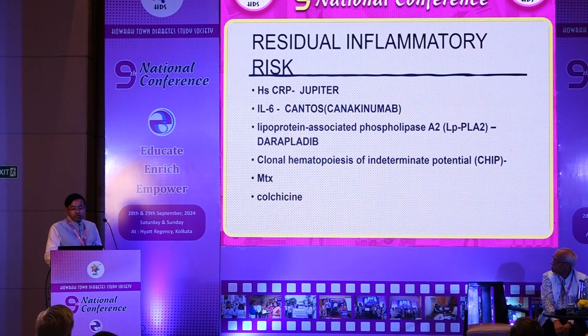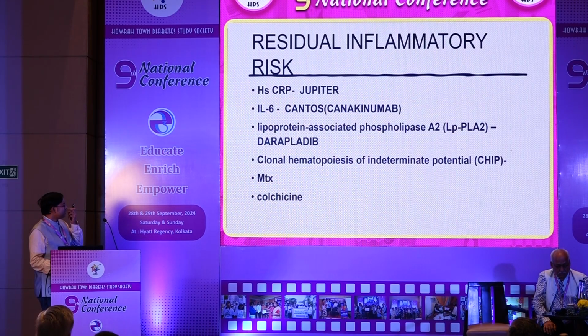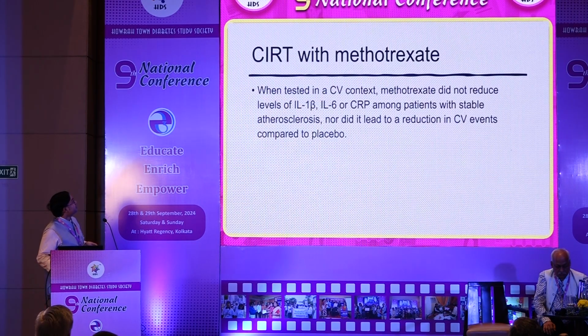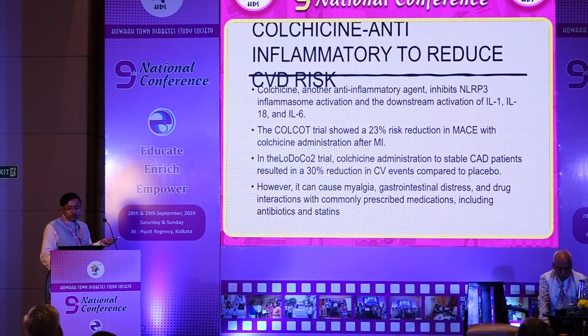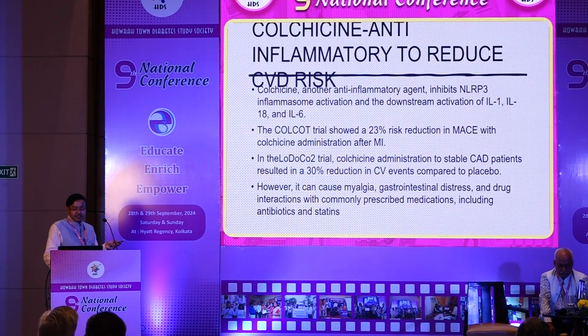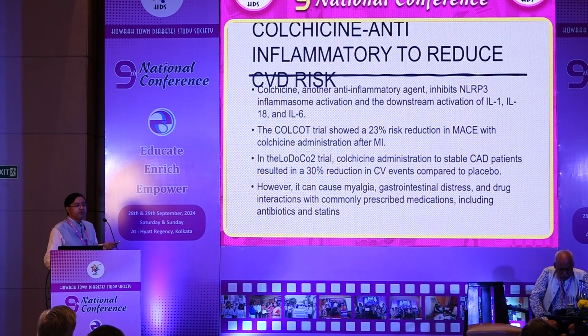So these are the molecules that have been tried for reducing the inflammation. Canakinumab in the CANTOS trial, the lipoprotein associated phospholipase A2 inhibitor darapladib. However, the initial results have been disappointing. Methotrexate and colchicine. Particularly important is colchicine, where the COLCOT trial showed a 23% risk reduction in MACE after MI. The LoDoCo trial, with low-dose colchicine administration to stable CAD patients, resulted in a 30% reduction in CV events compared to placebo.